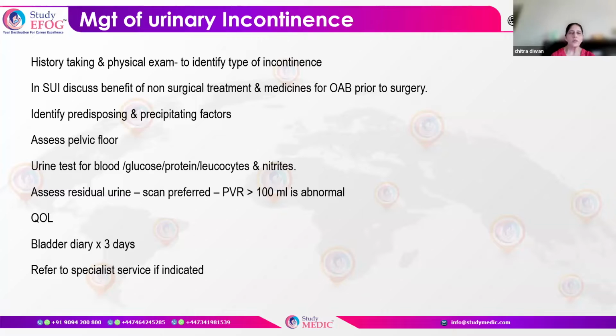You have to identify what are the predisposing and precipitating factors. You will assess the pelvic floor, especially in cases with stress urinary incontinence. And the most important thing is always rule out any urinary infection. You can also assess the residual urine, and for this a scan is preferred. And whenever you see that the post-void residual volume is more than 100 ml, it is considered to be abnormal. You also find out how much these symptoms are affecting the quality of life.